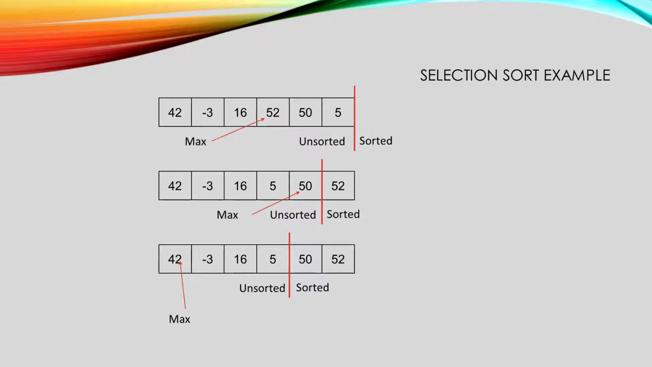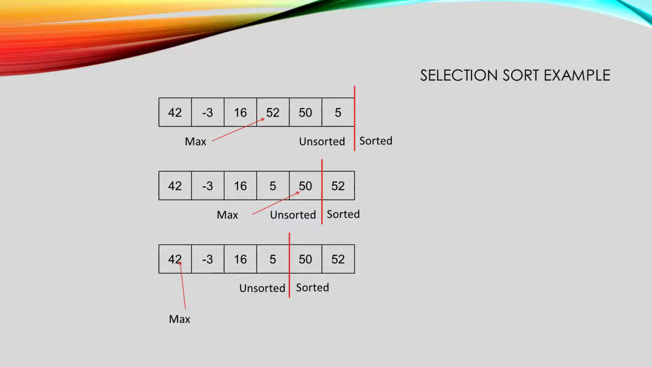Let's look at an example. When we start, the whole array is unsorted. The biggest thing in the unsorted part is 52. So we swap that with the 5 that is the last thing in the unsorted part. Now the sorted part has one thing in it. We just keep doing that.